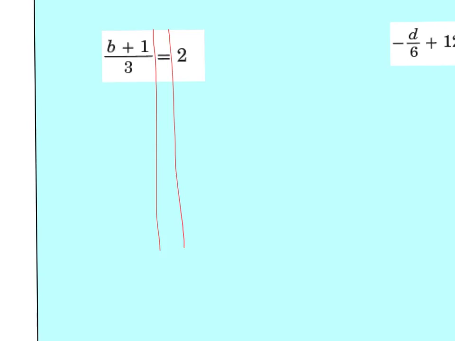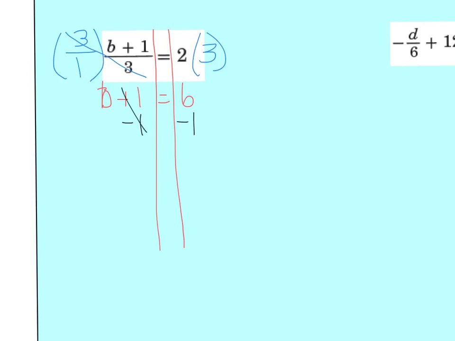Looking at this equation, we are going to say that 1 is being added to b and then it's being divided by 3. So we want to work backwards and undo the last thing done. Since the last thing done was divide by 3, we're going to undo that by multiplying by 3. So we cross cancel there, do the same thing to the other side. Then we end up with b plus 1 is equal to 6. Now it's a nice easy one-step equation. Undo adding 1 by subtracting 1, and we get b is equal to 5.